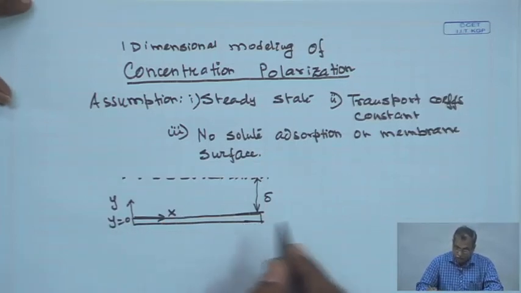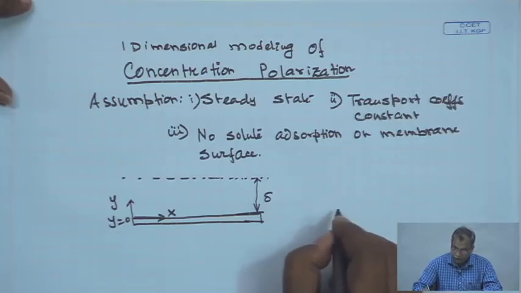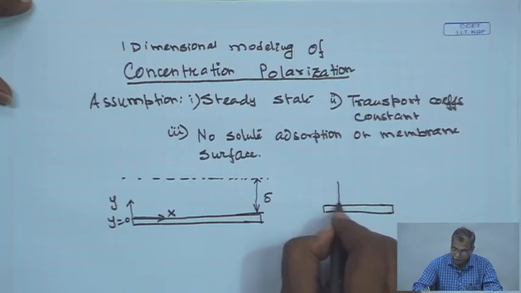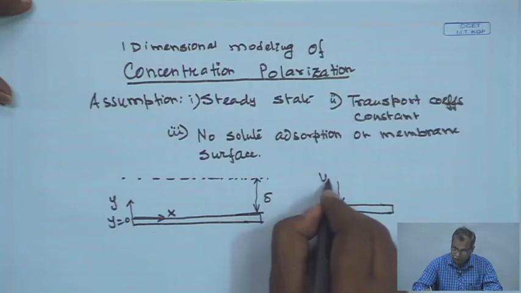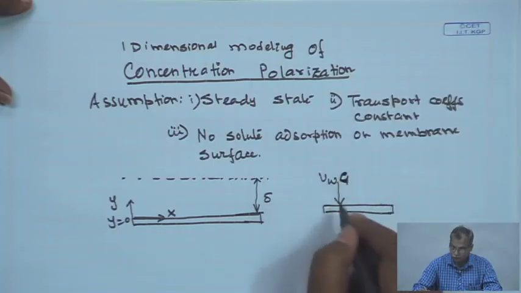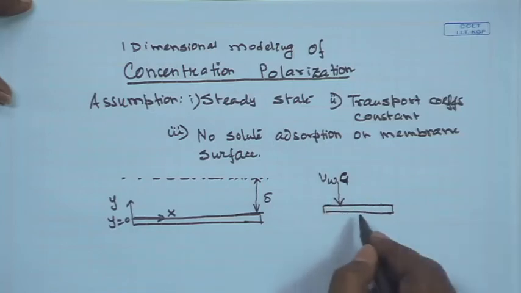So, let us write down the various solute fluxes appearing at the membrane surface. One will be the convective flux, VWC, towards the membrane surface, because the solvent is flowing towards the membrane because of the applied pressure in the channel. Because of that, some solute will also be dragged along with it. So, the total solute flux towards the membrane by convection will be VWC.